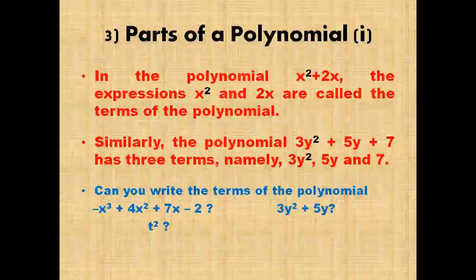Similarly, the polynomial 3y squared plus 5y plus 7, how many terms does it have? Tell me. Correct, 3 terms, because 3y squared is one term, 5y is another term, and 7 is the next term. The 3 terms are bonded with plus, so it has 3 terms.